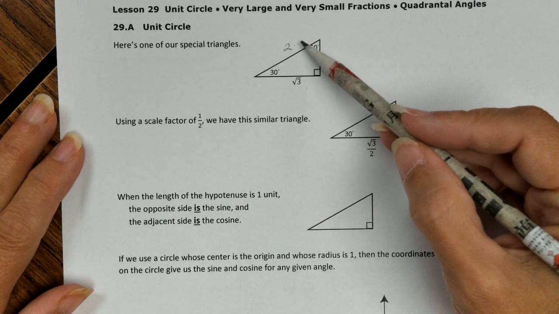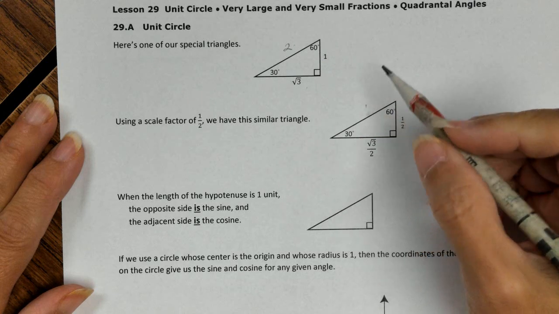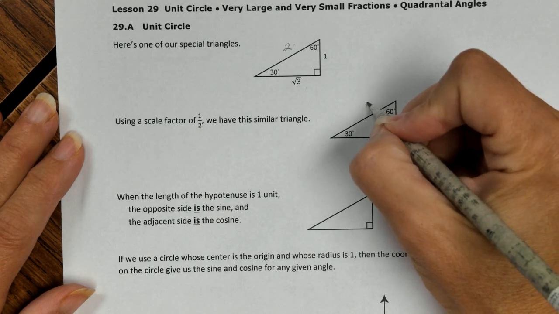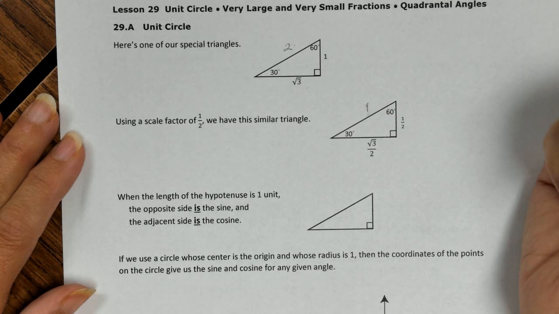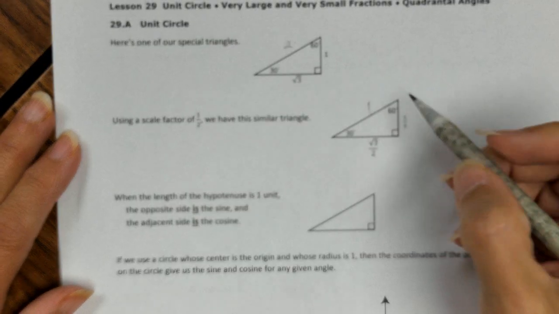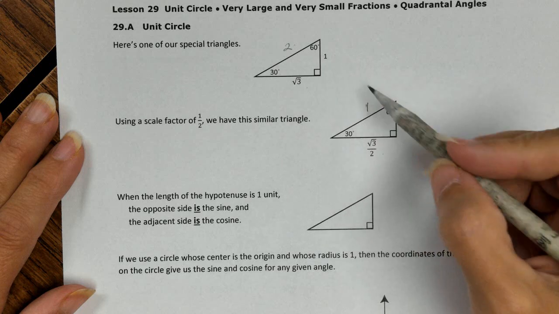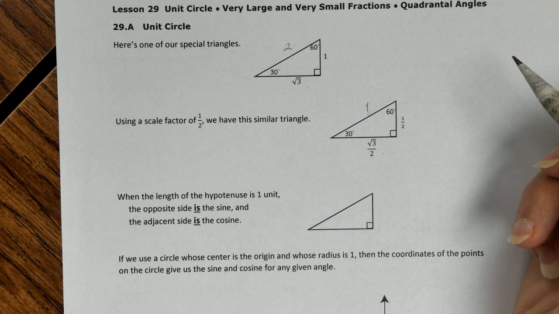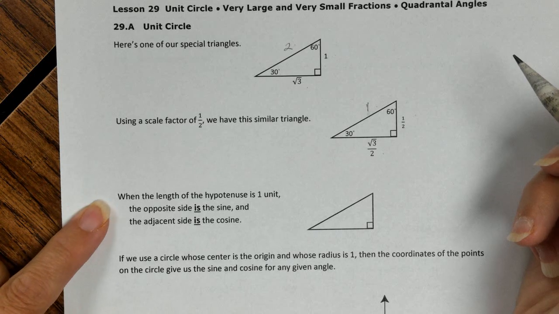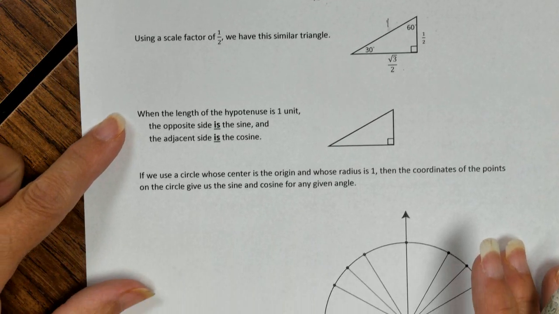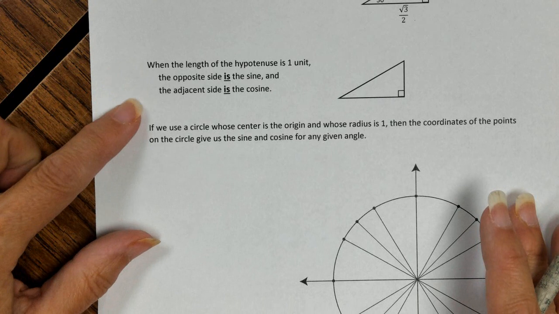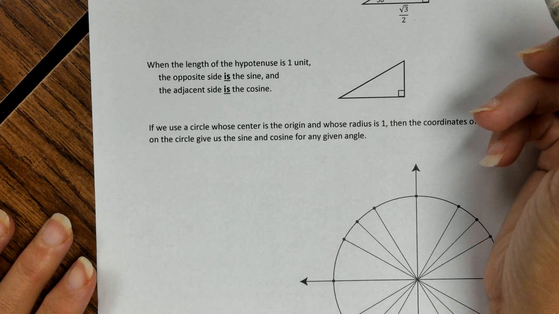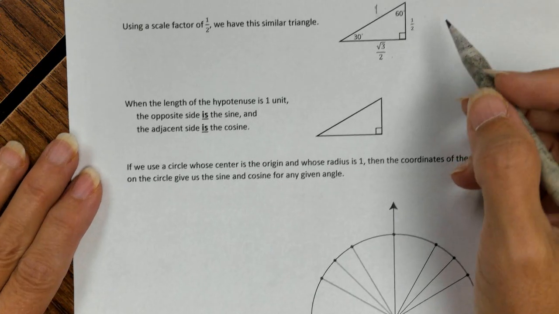Okay, so basically if you take a half times all these, then you get this triangle. Half of 1 is a half, half of root 3 is root 3 over 2, half of 2 is 1. Okay, those are similar triangles. The angles are still the same. When the length of the hypotenuse is 1 unit, the opposite side is the sine, and the adjacent side is the cosine. Look at this one with the numbers on it.